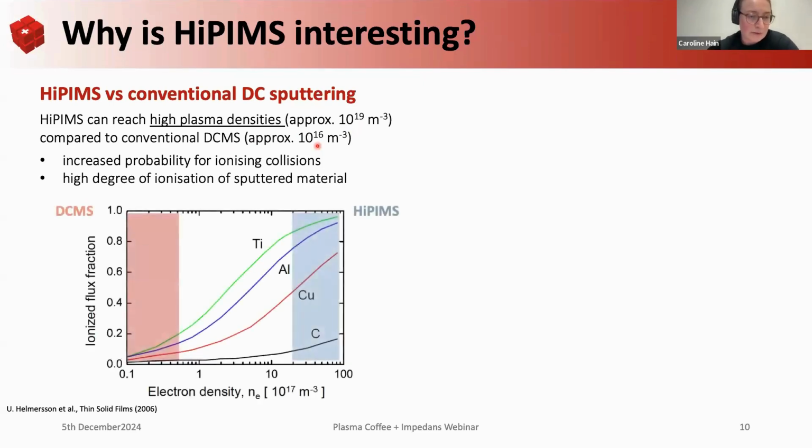Right, so here we have some examples. It's for titanium, aluminum, copper, and carbon. Here we have the electron density, which we can extend to the ion density. For DCMS, we're in this relatively low range. Also, look here at the ionized flux fraction. It's very low in comparison to what can be attained with high PIMs.